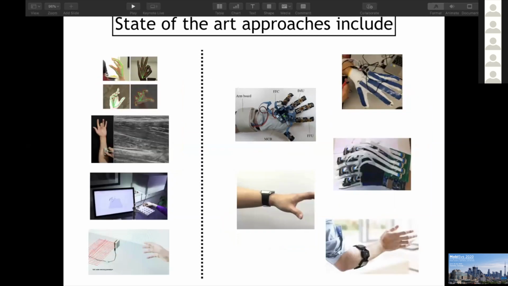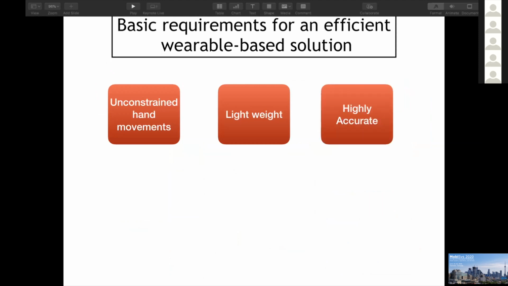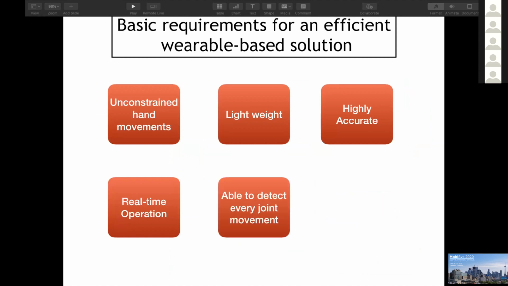But coming to the non-wearable approaches, the problem is they are very infrastructure based, so they cannot be used everywhere. And for the wearable-based approaches, we have found out the basic requirements for an efficient wearable-based approach. First, it should provide unconstrained hand movements, and it should be lightweight, and obviously it should be highly accurate. It should perform real-time operation, and it should be able to detect every joint movement, and it would be very good if it is low cost.